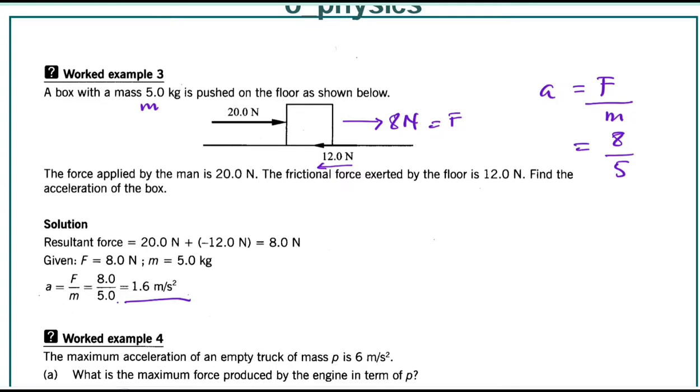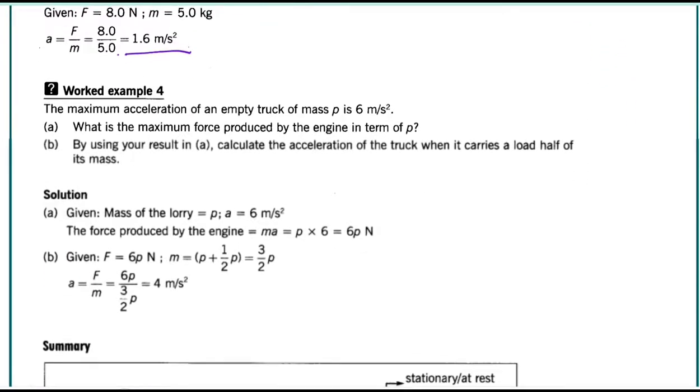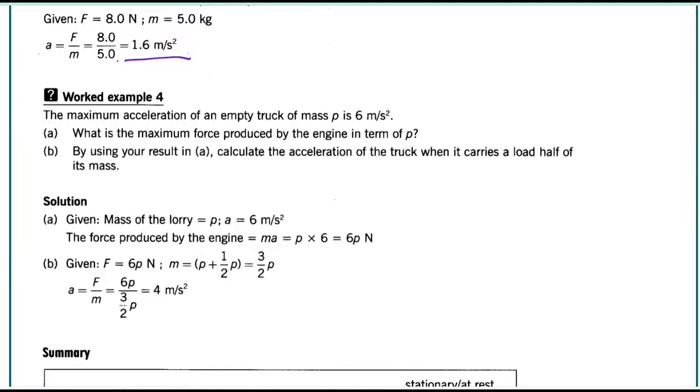1.6 meters per second squared, and we also go to example number 4. For example number 4, the maximum acceleration of an empty track of mass P is 6 meters per second squared, and that's the maximum acceleration of an empty track. What is the maximum force produced by an engine in terms of P?